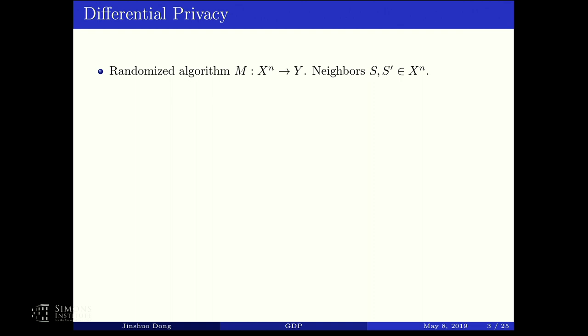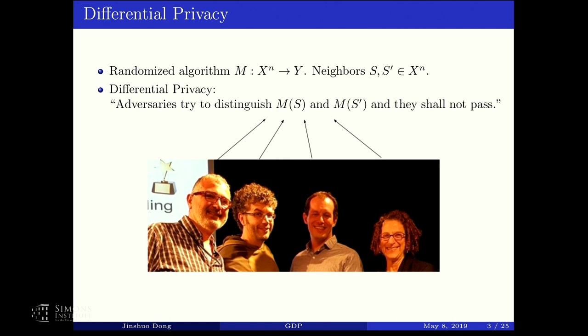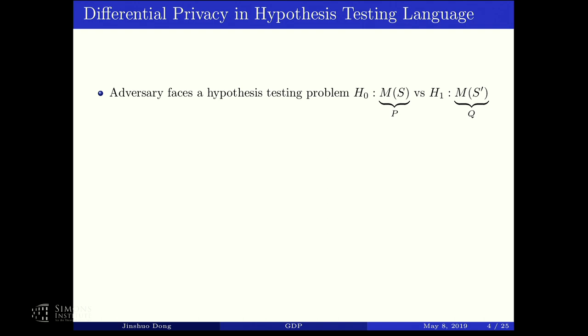The time-tested idea is that there are adversaries trying to distinguish whether it's S or S prime, based on the outcome Y. And if they cannot do too well, then we have some privacy. This is naturally cast in a hypothesis testing language, because the adversary just faces a hypothesis testing problem. They're trying to distinguish whether this is this case or this case. And to remind you, because M is a randomized algorithm, these are all distributions. I'll call them P and Q.